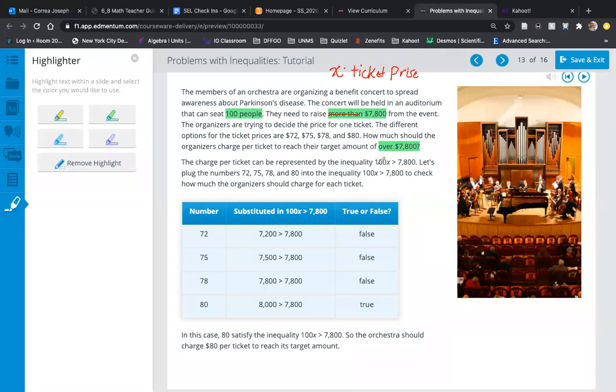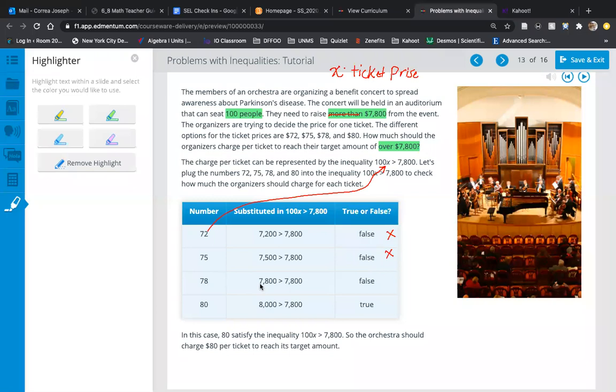100 tickets, x dollars each. So just like the last example, we just need to multiply them. Again, they did the work for you over here. So if you were to substitute the 72 from here into this x, 72 times 100 is 7,200. They're not going to make enough money. If they did it for $75, again, they're not going to make enough money.